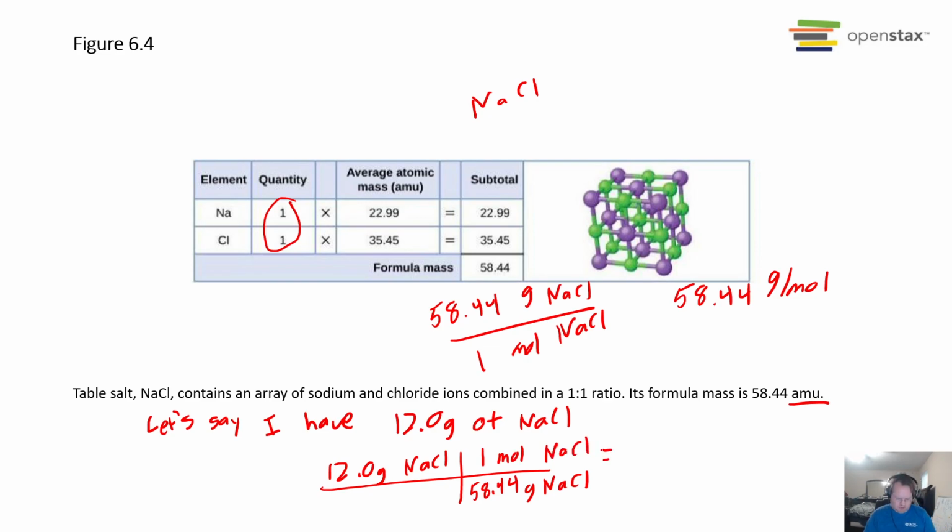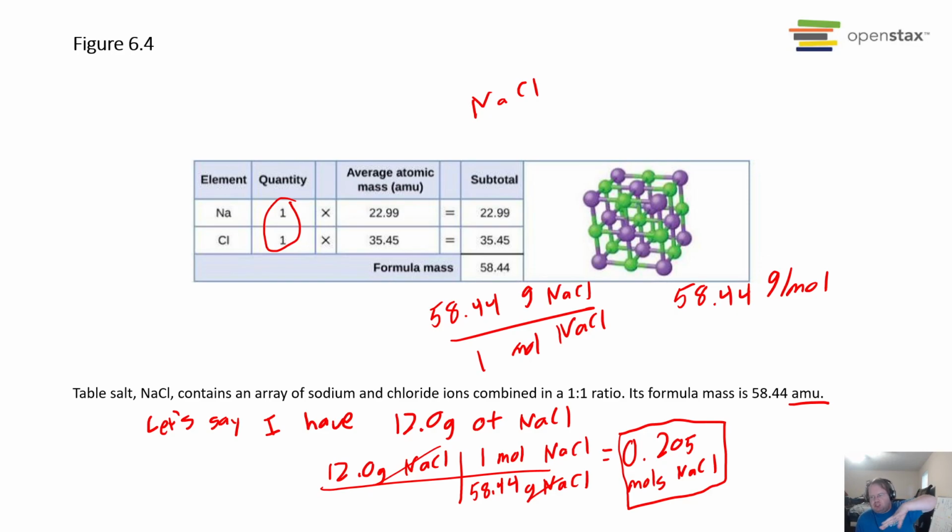If we do that conversion, 12 divided by 58.44, our grams will cancel and we'll just be left with moles. So if we had 12 grams of sodium chloride, it is also true that we have 0.205 moles of sodium chloride. For now, that's just a thing we can calculate, right? We can calculate grams to moles or moles to grams. In a following chapter, though, we will use that mole number to do more.